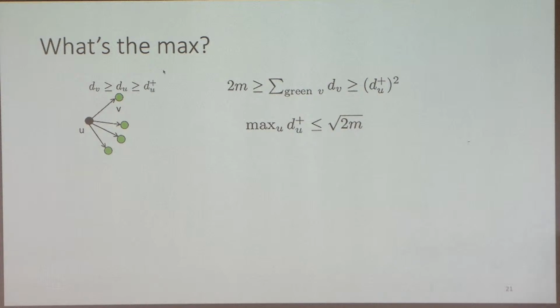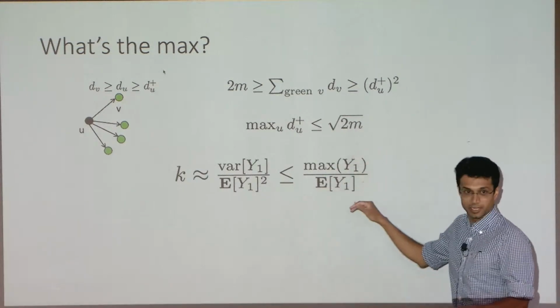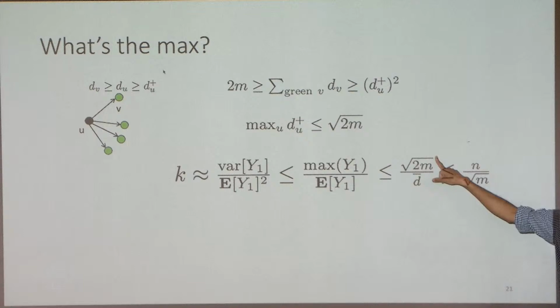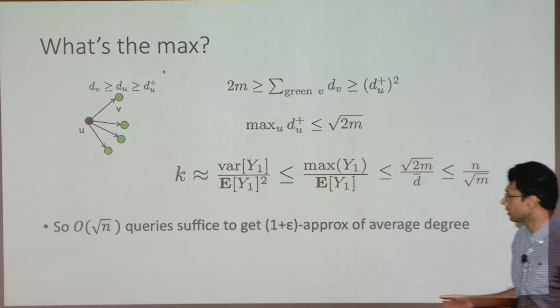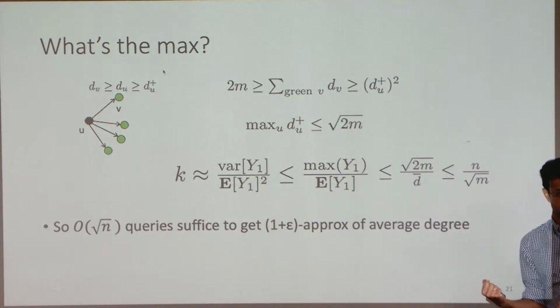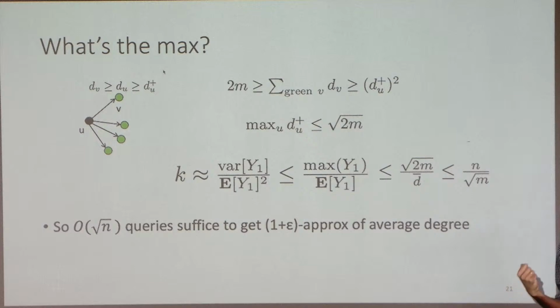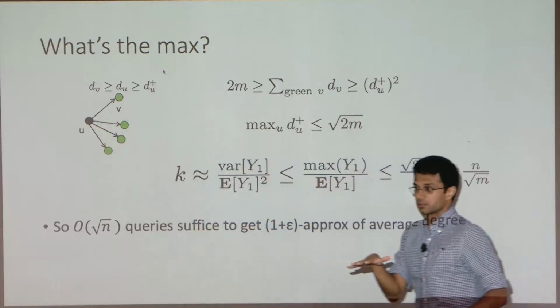Okay, it's like another rabbit pulled from another hat. And so now when I apply this bound over here, what is the max divided by the expectation? Well, the max was square root 2m. The average is d. And again, I get the n over root m bound here. So here I can just apply Chebyshev directly. I don't even have to truncate the random variable or do anything. And so root n queries suffice to get a 1 plus epsilon approximation of the average degree. Okay, that's pretty neat. Once you have the right tie breaking, it sort of all falls in place.